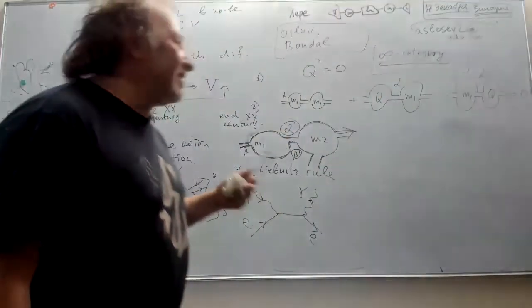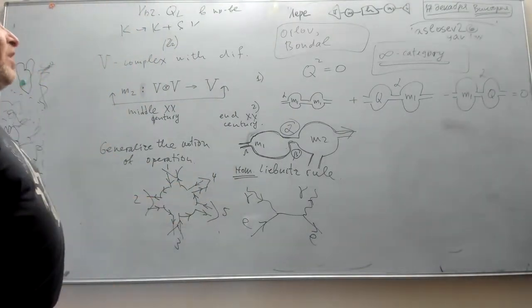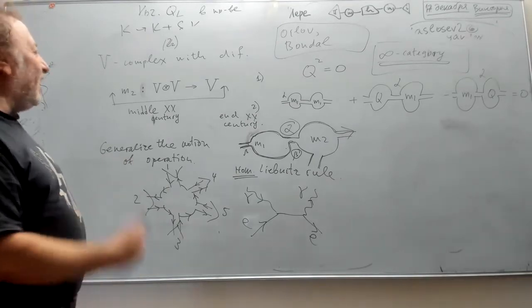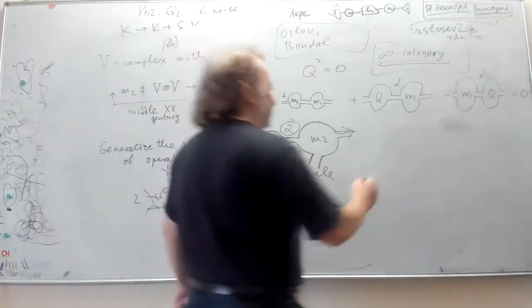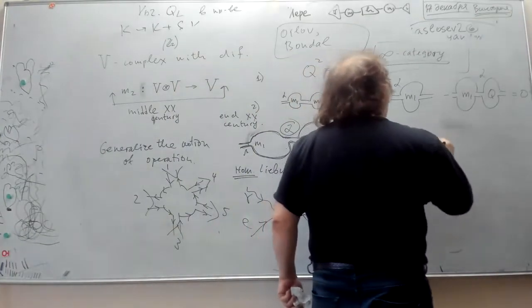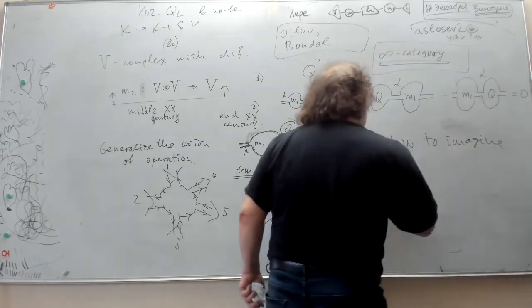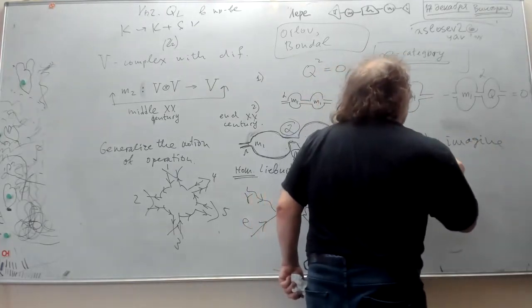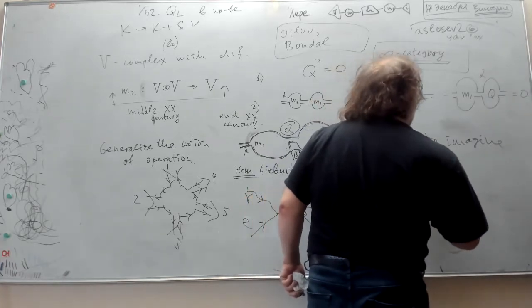I would like to say the other thing. So here we imagine two outputs, but there is another number that you can imagine, zero outputs. How to imagine zero outputs and zero inputs?